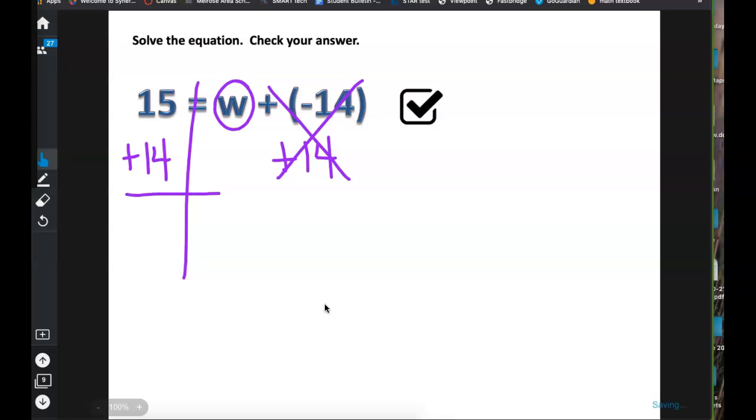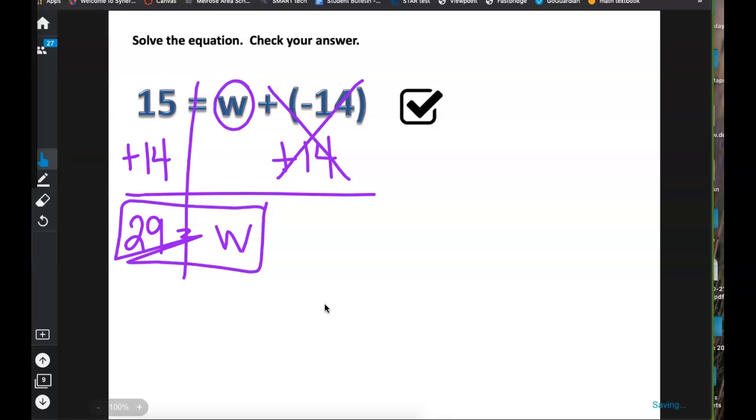So on the left-hand side, we have 15 plus 14 is 29 equals W. And I know it's written backwards. We're used to seeing W equals 29. This time we have 29 equals W. That's okay. Leave it just like that. Here's our answer. Now we're going to go back and check it.